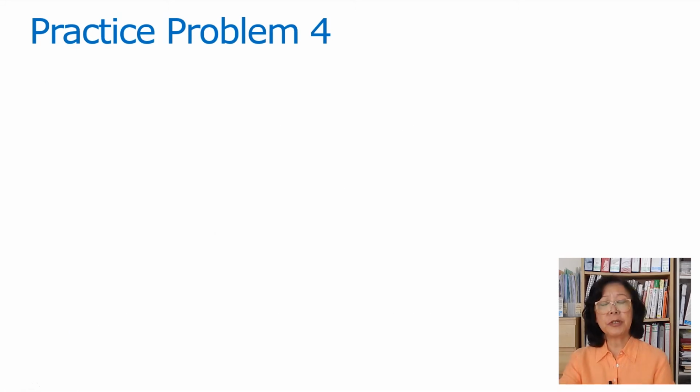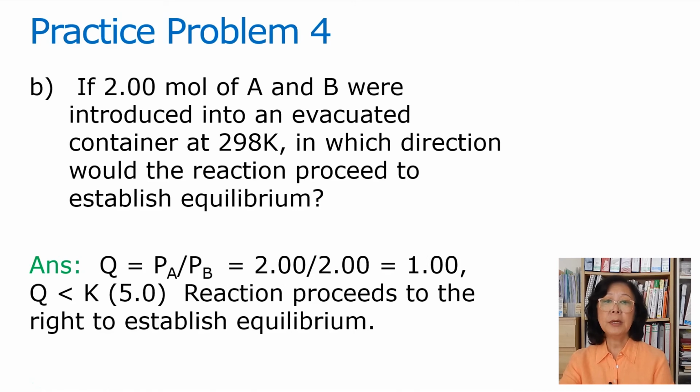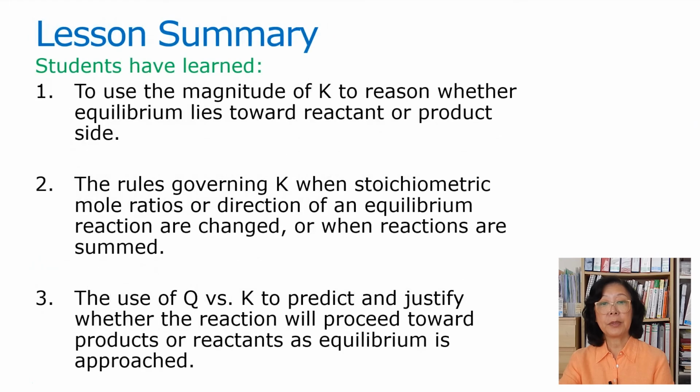If 2 moles of A and B were introduced into a container at 298 Kelvin, in which direction will the reaction go to establish equilibrium? The quotient is 2 over 2, which is 1, and the quotient is less than K, which is 5. So the reaction goes to the right to reestablish equilibrium.